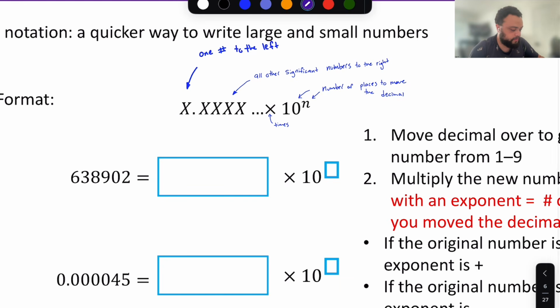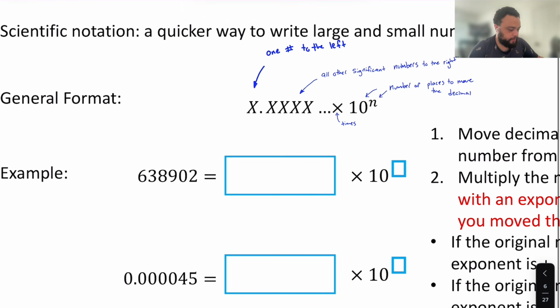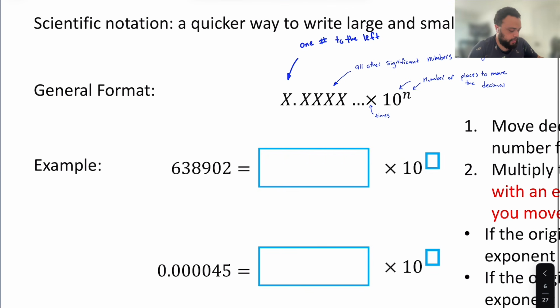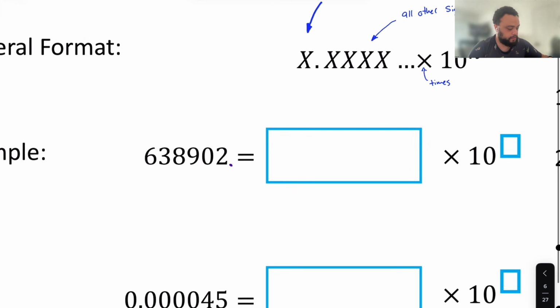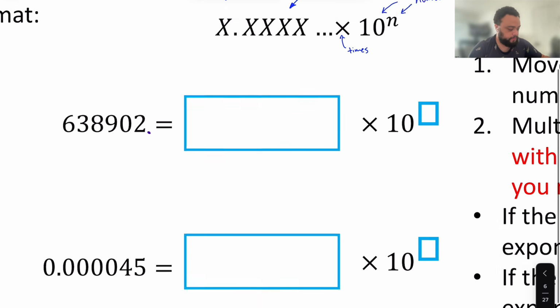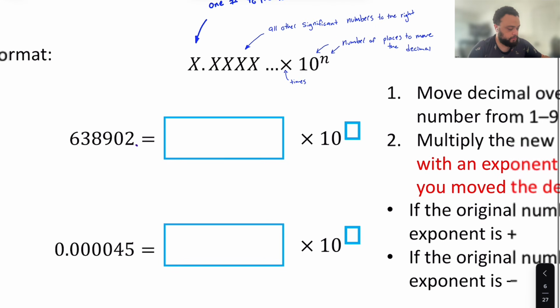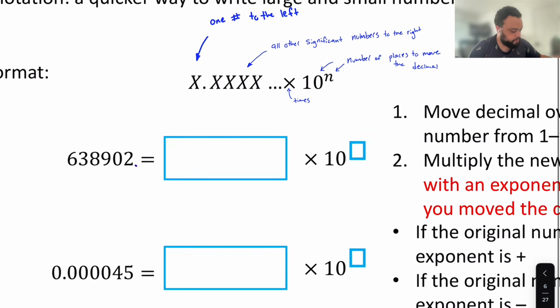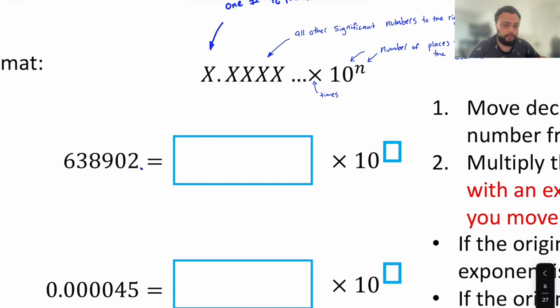Well, let's find out. We have this number right here, 638,902. What we're going to do is pretend that there is a decimal here. Even if there's no decimal there, that's where the decimal would be. The decimal is going to go right at the end of that number. We are then going to put it into this format.